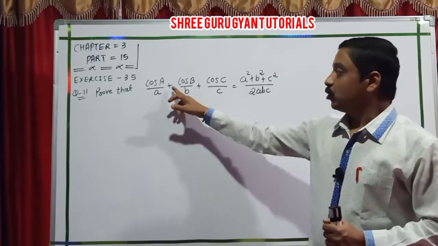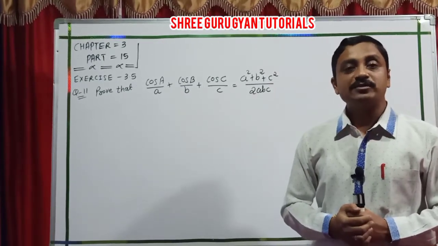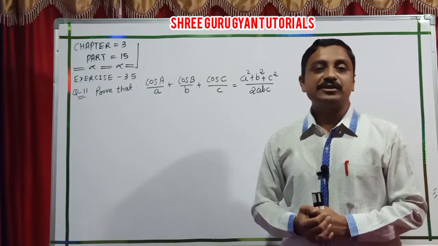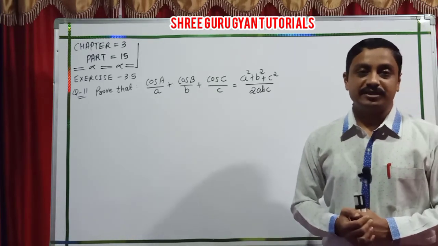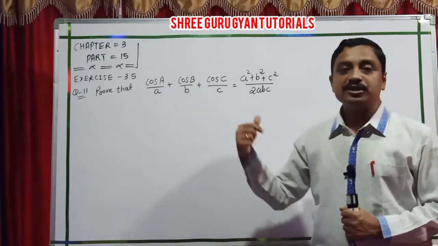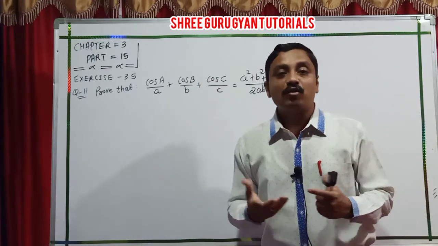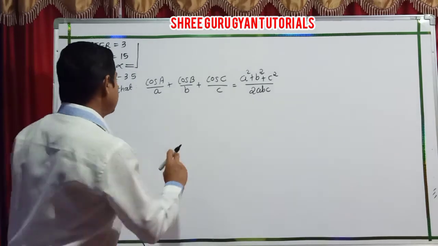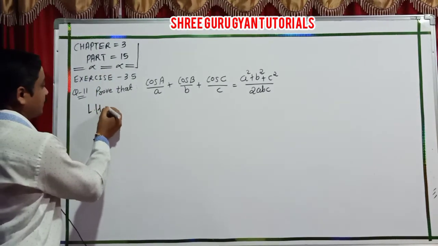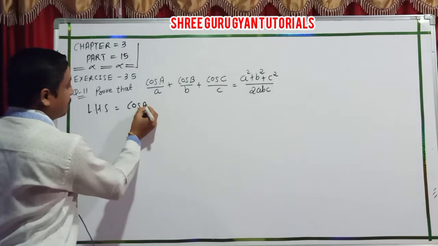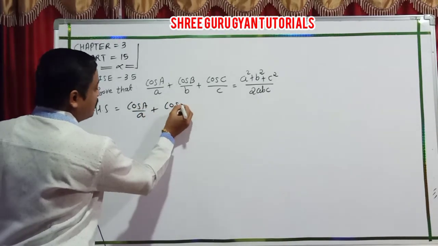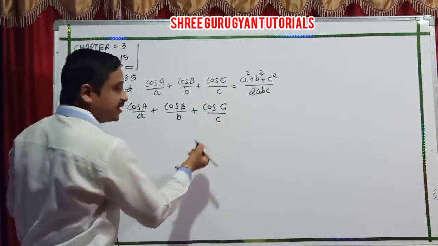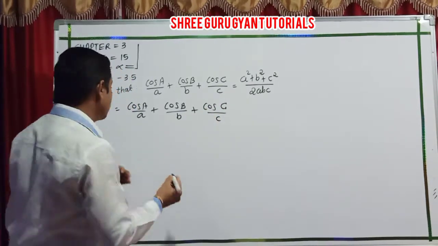Prove that cos A by small a plus cos B by small b plus cos C by small c is equal to a square plus b square plus c square upon 2abc. Students, here cos functions are given, so I only apply the cosine rule. Using the cosine rule, I prove this. In the LHS, we have cos A by small a, cos B by small b and cos C by small c.